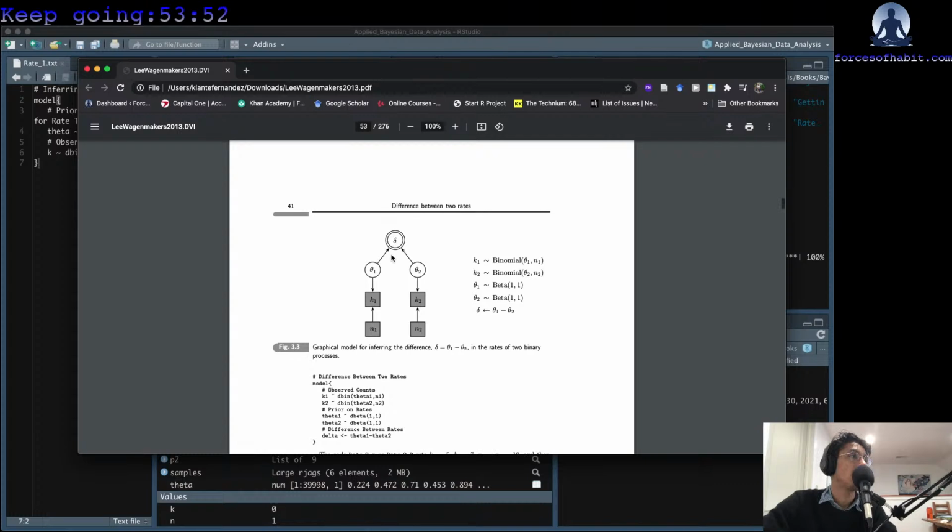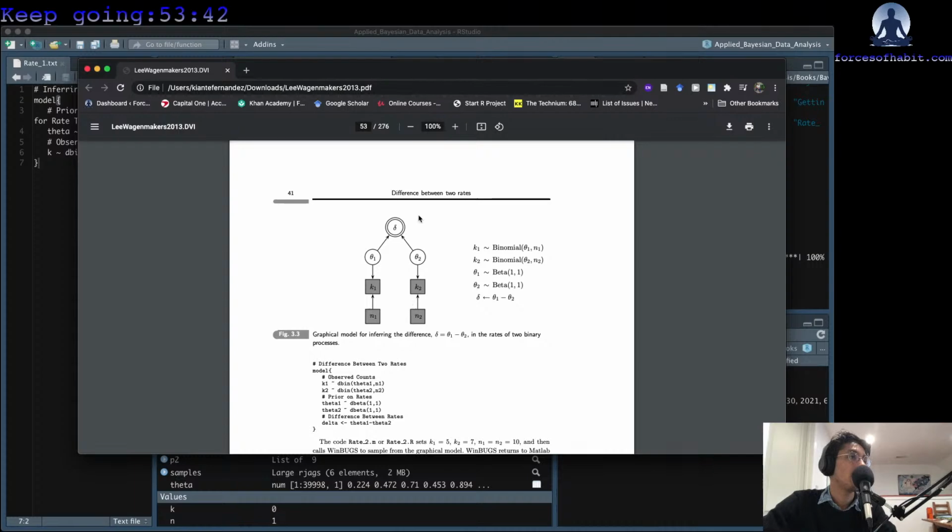So we're going to be looking at the difference between the two rates, which are estimated in the same approach we did before, but now it's just two of them, and we specify that in the model. So let's go take a look at that.